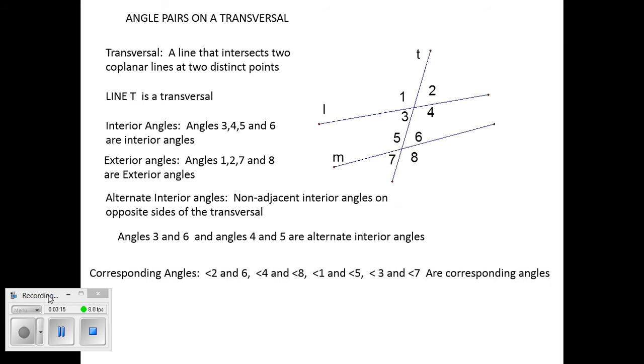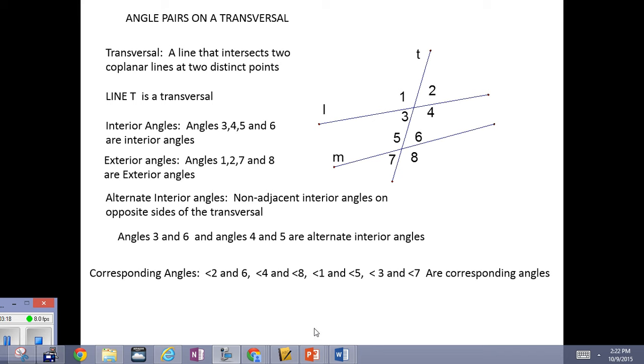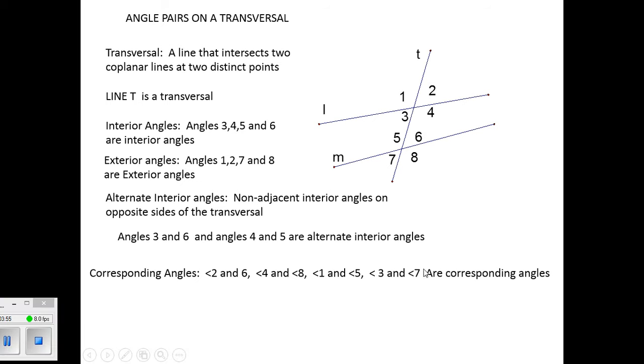Okay? The biggest classification of angles in this kind of arrangement, whenever a transversal passes through two lines, is what we call corresponding angles. Again, like alternate interiors, these are going to come in pairs. The pairs of corresponding angles are going to be identified here as 2 and 6, 4 and 8, 3 and 7, and 1 and 5, which I seem to have forgotten. Oh, there's 1 and 5. So 1 and 5, 3 and 7, 2 and 6, and 4 and 8 are corresponding.